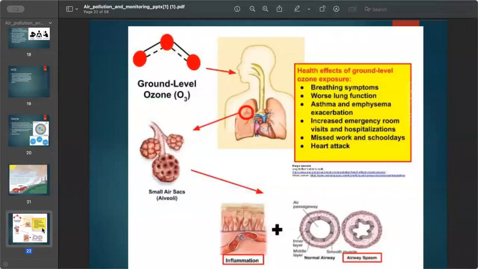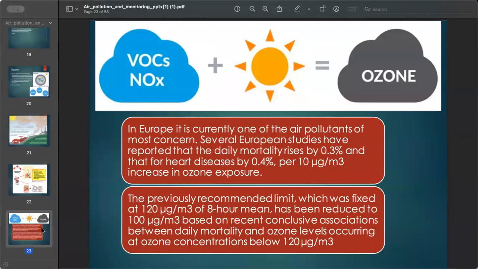Health effects of ground level ozone exposure include breathing symptoms, worse lung function, asthma, emphysema, exacerbation, increased emergency room visits and hospitalization, missed work and school days, and heart attack. In Europe, it is currently one of the air pollutants of most concern.